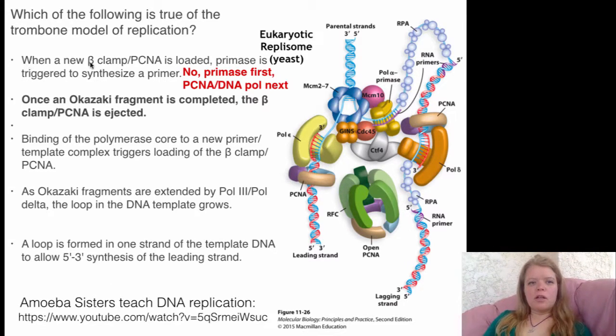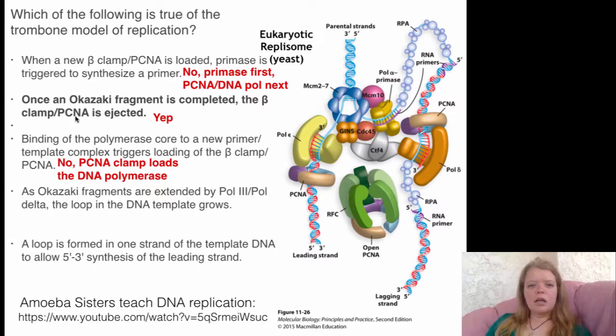So the first choice: when a new beta clamp, PCNA, is loaded, primase is triggered to synthesize a primer. That's not correct. The primase is loaded first. So here's your primase, it's loaded first, it makes a new primer, and then the PCNA clamp will bind around there and allow the Pol delta to extend the primer, forming an Okazaki fragment. This is correct.